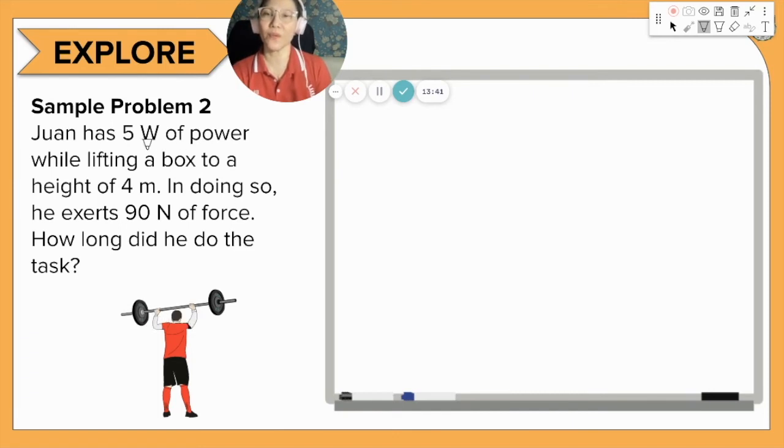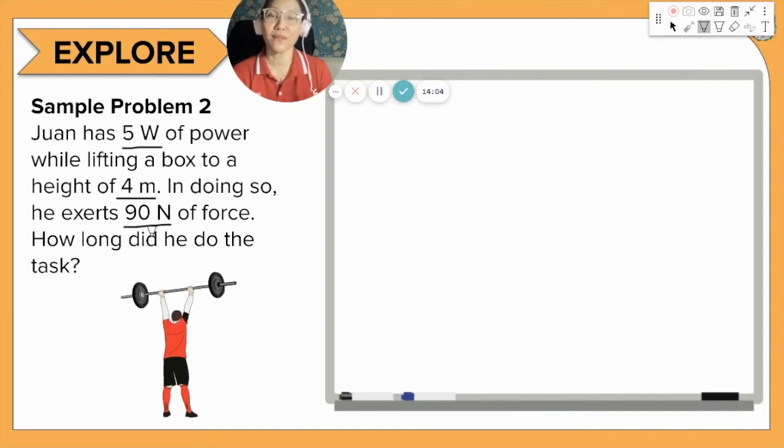How long did he do the task? Let's look at what's given one by one. 5 watts. The unit is W, watts, so this is surely the power. Then we have 4 meters, so this is surely the displacement. Then 90 newtons, so this is force. The question is, how long did he do the task? This doesn't talk about distance. It talks about a length of something else, and that something else is time. So this question is asking us about the time.